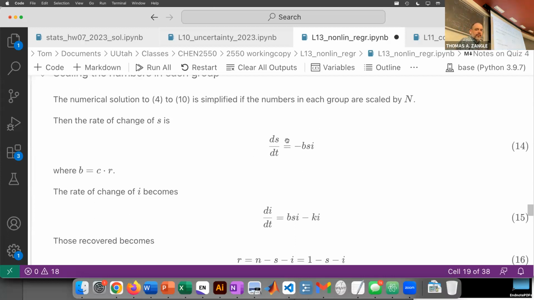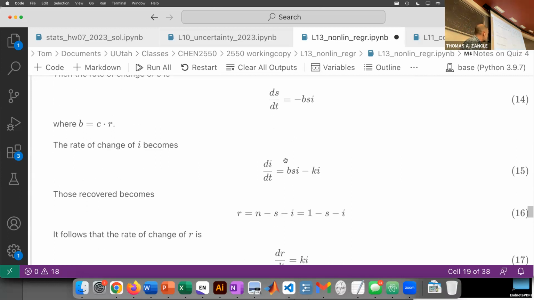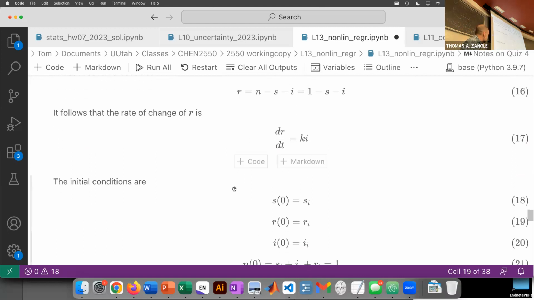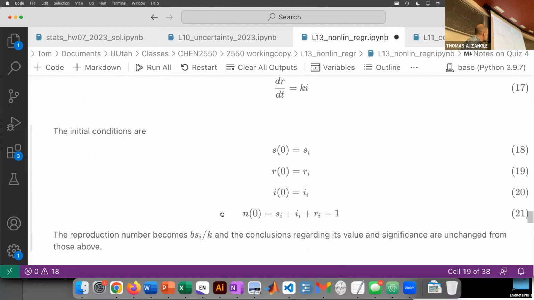In that case, we can recast this expression in terms of scaled variables, which are here going to be lowercase. ds dt, for example, is minus b times s times I. And this is our expression for the rate of change of I. Again, not dwelling on this too much, and then we have our initial conditions here. But more or less by rescaling, we'll often get better performance from, for example, our nonlinear curve fitting or nonlinear regression procedure.